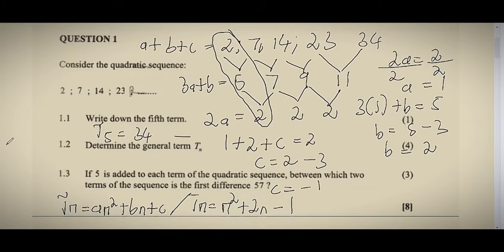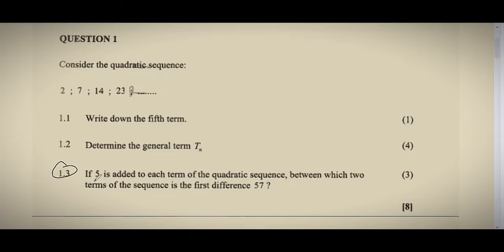Then let's get to the third question here. 1.3 says if 5 is added to each term of the quadratic sequence, between which two terms of the sequence is the first difference 57? Now note this, if we are adding 5 to each term here, this will not change our first difference. So let's see that. Remember, they're saying we are adding 5 to each term. So that means that's 2 plus 5.